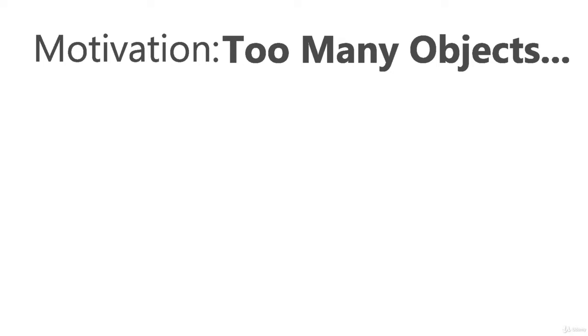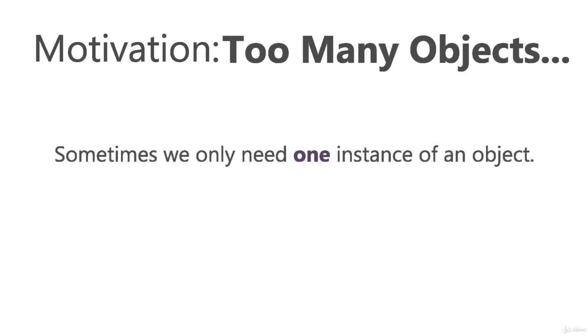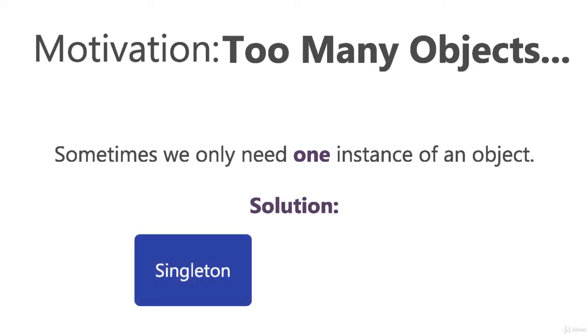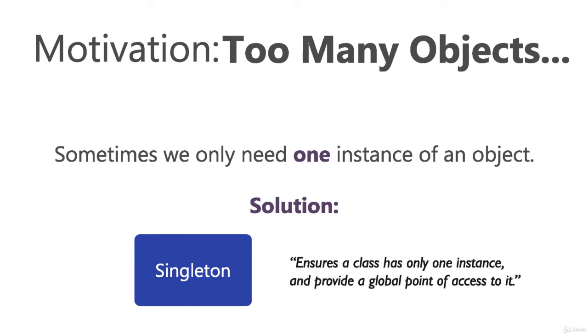But one of the problems that we may end up having is that we may create too many objects, too many entry points that are not necessary. Now, there are times when we need the creation of all those objects, obviously, but there are times that we don't. There are times we only need one instance of a particular object. And the solution for that is singleton. A singleton, by definition from the Gang of Four book, ensures a class has only one instance and provides a global point of access to it.